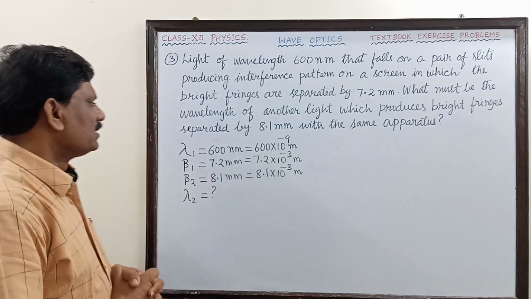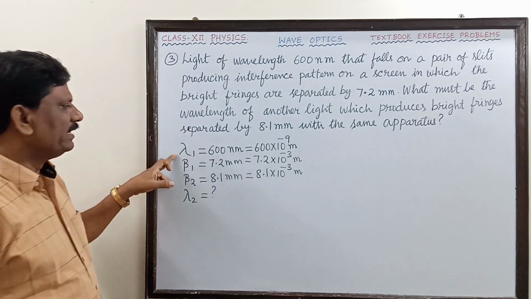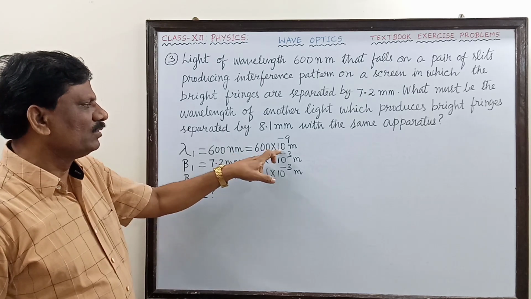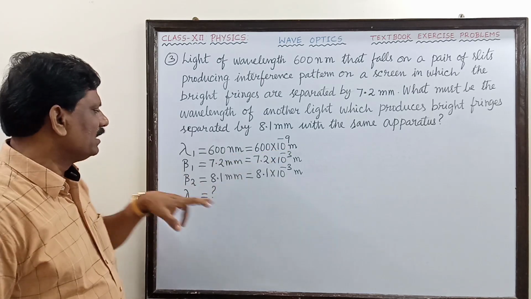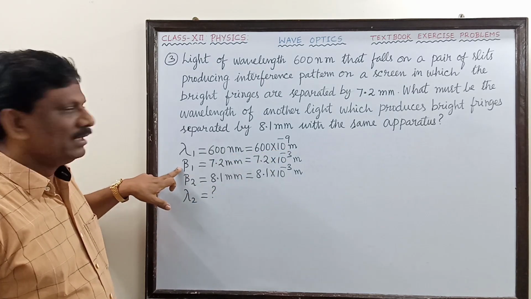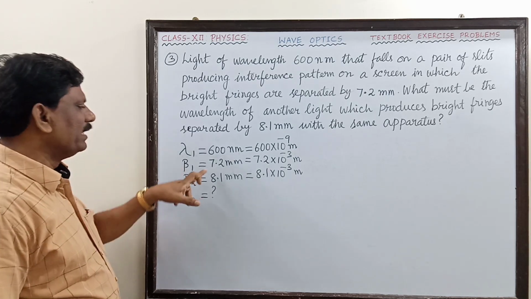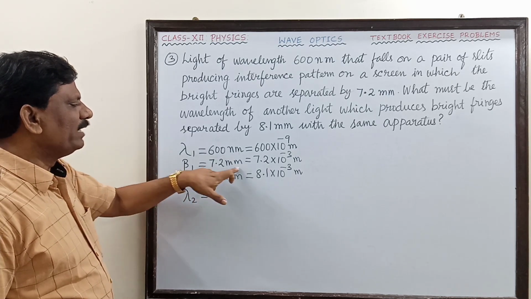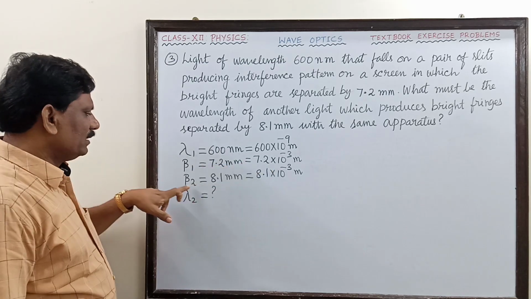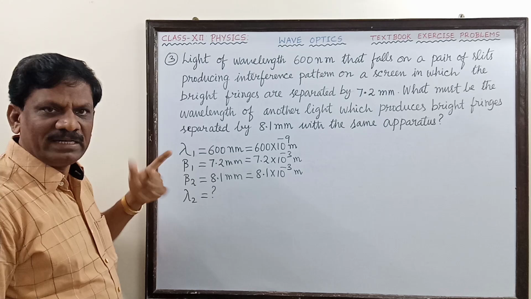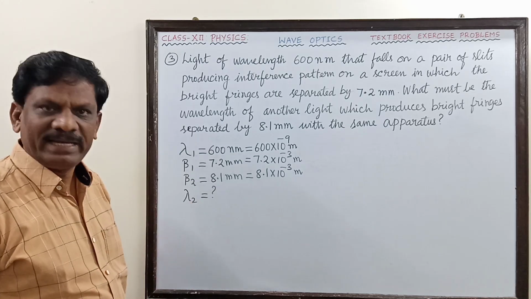Okay. So now the wavelength initially used is 600 nanometer, so that is 600 into 10 power minus 9 meter. Then the initial distance between two consecutive bright fringes, that is beta 1, the fringe width, is 7.2 mm. In the second case, beta 2 is 8.1 mm. For that, we have to find the wavelength of light.